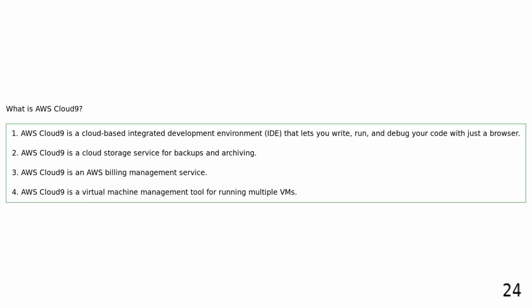What is AWS Cloud9? AWS Cloud9 is a cloud-based integrated development environment that lets you write, run, and debug your code with just a browser. AWS Cloud9 is a cloud storage service for backups and archiving. AWS Cloud9 is an AWS billing management service. AWS Cloud9 is a virtual machine management tool for running multiple VMs. AWS Cloud9 is a cloud-based IDE that supports multiple programming languages and offers features like code collaboration and debugging.